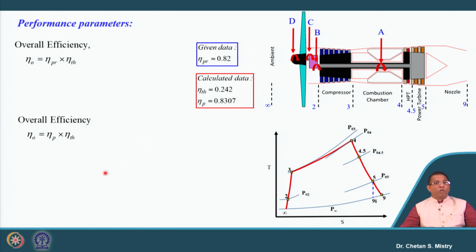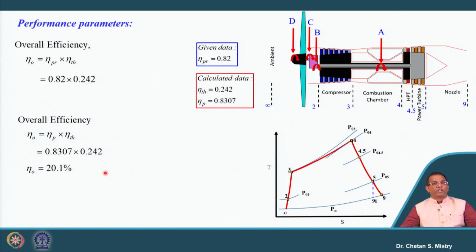Okay. Now let's look at the important parameter, overall efficiency. Here you will see I am putting overall efficiency in two different ways, because literature says overall efficiency can be defined as propeller efficiency into thermal efficiency. The other definition says propulsive efficiency into thermal efficiency. So let's look at these numbers. We know our propulsive efficiency is 83.07 and thermal efficiency is 24.2. That gives overall efficiency as 20.1.